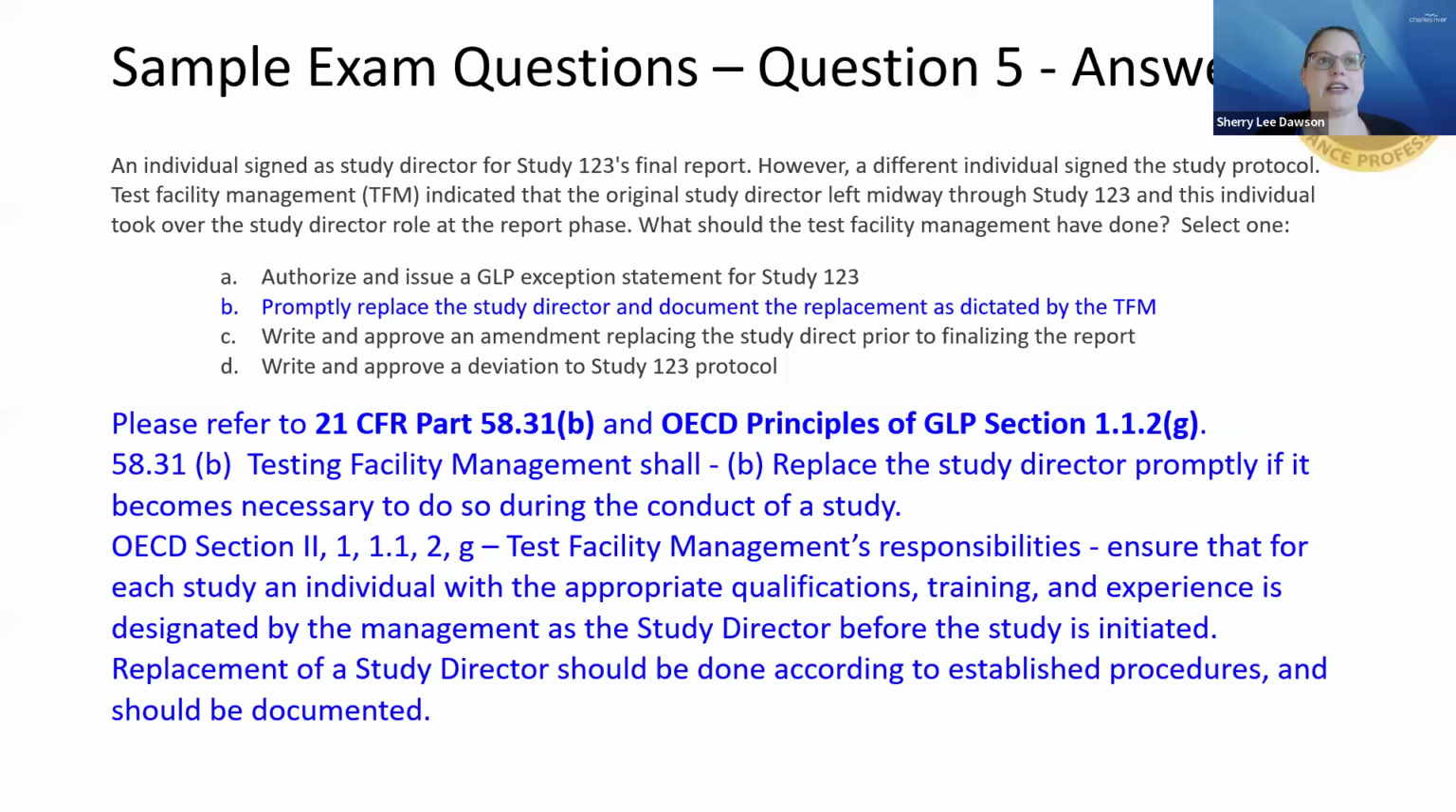The TFM should have promptly replaced the study director and documented the replacement as dictated by 21 CFR Part 58.31(b) and OECD Principles of GLP Section 1.2(g). So 58.31(b), testing facility management shall replace the study director promptly if it becomes necessary to do so during the conduct of a study. And OECD Section 2.